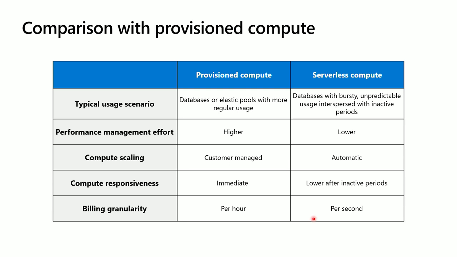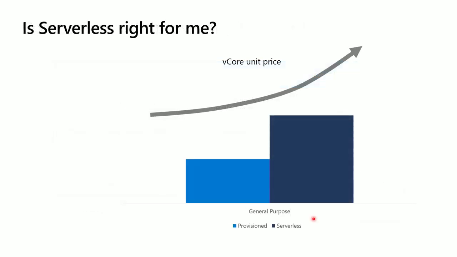And again, on billing, the main difference is that for provisioned compute, we bill per hour, at the highest tier you're on in that hour. And for serverless, as we saw, it's per second billing. So just to recap, serverless can be more expensive than general purpose if you're using it continuously and not for intermittent workloads.